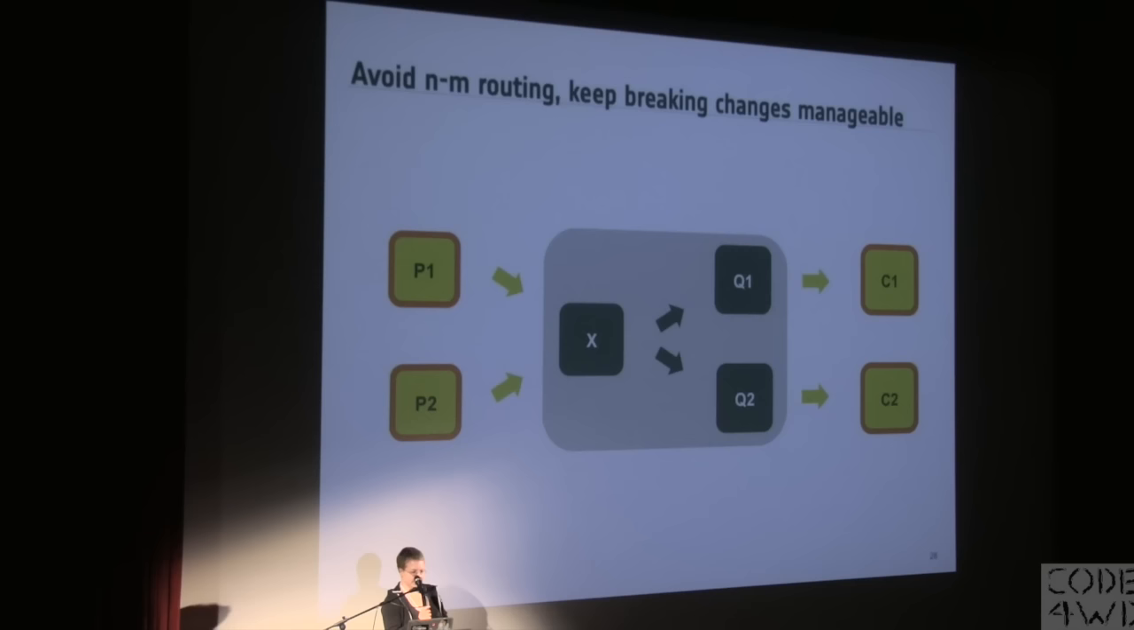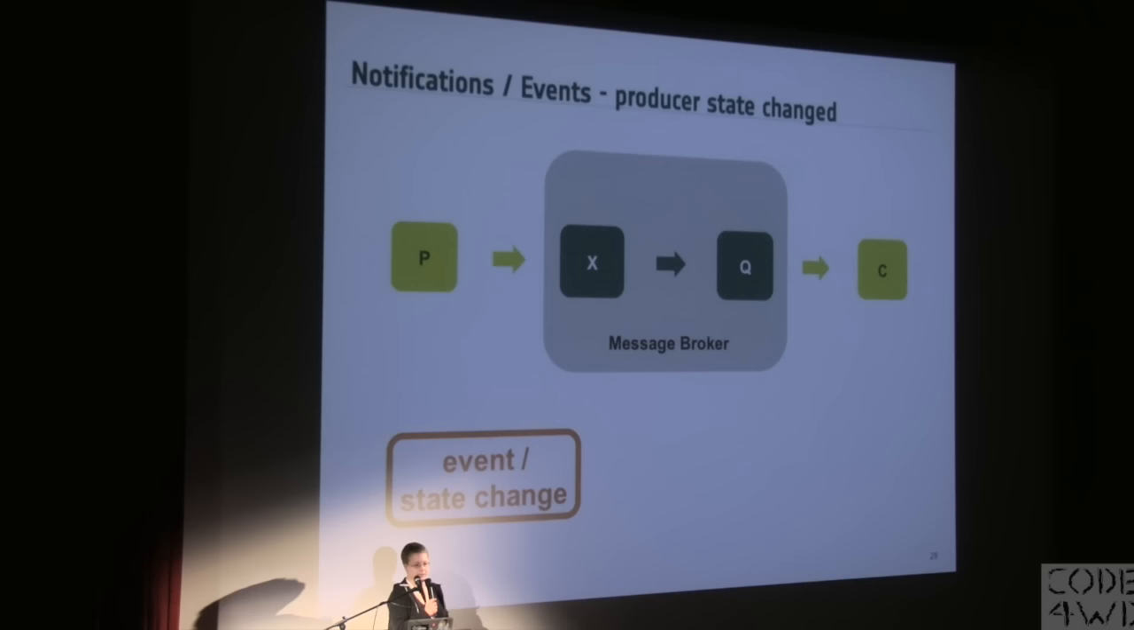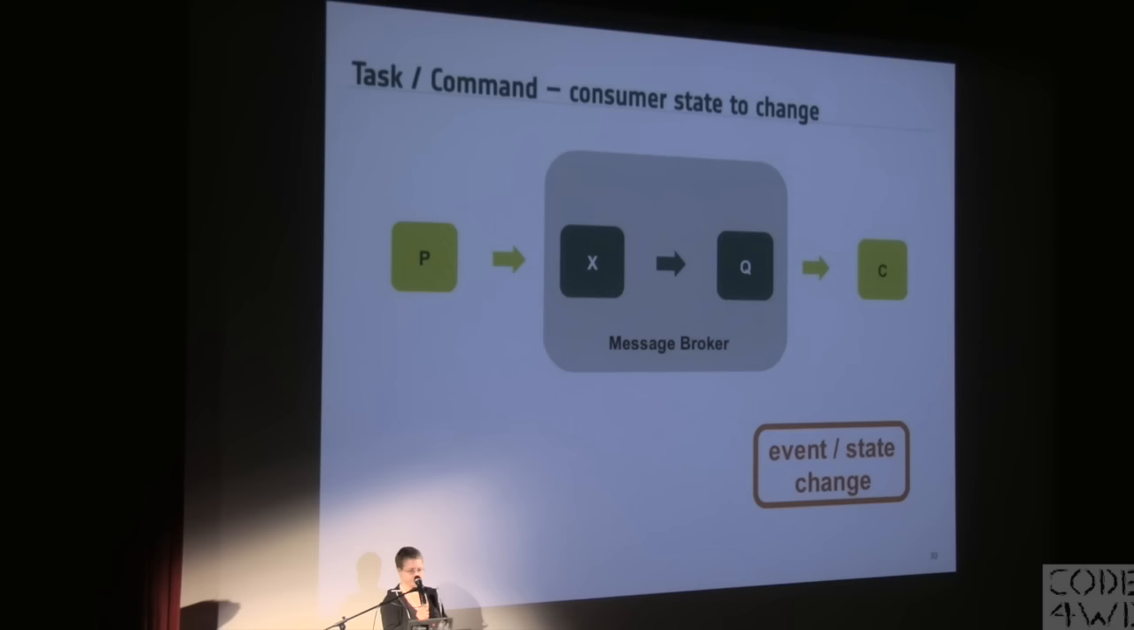So the messages we've seen so far are basically notifications. Something happens in the publisher, in the producer application, and it publishes a message about it to inform other applications. You can turn this upside down by sending a so-called command message, where the publisher sends the message in order to ask the consumer application to do something on their behalf. And this turns your message queue into a task queue.